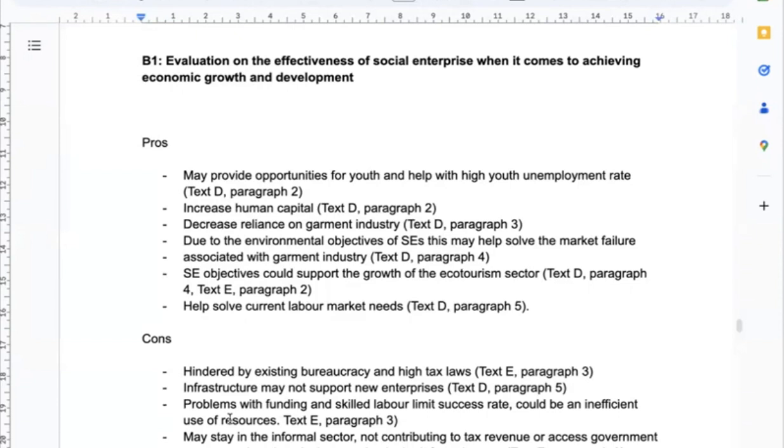The thing is, given the weak systemic and administrative framework of the country, the operation of social enterprise may stay in the informal sector, not necessarily contributing to tax revenue or access government support. Lastly, the organization's success could be hindered by minimum wage increase.